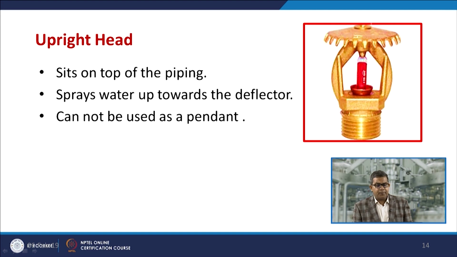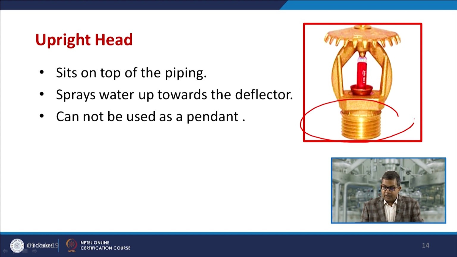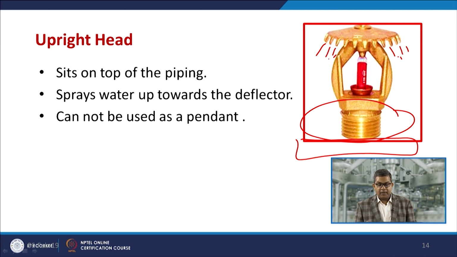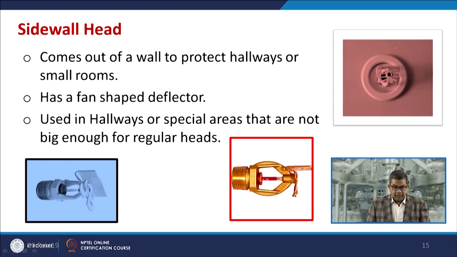There are certain upright head type sprinklers. They sit on the piping system and spray water up towards the deflector like this, and it cannot be used as a pendant. The reason is that the flow pattern is just reversed compared to the pendant type of sprinkler system.